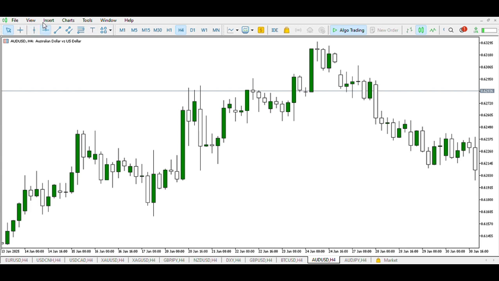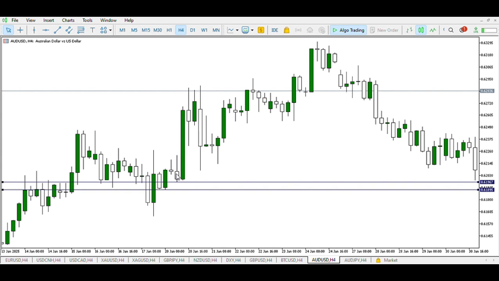our stop loss here, 0.61895, and we want to enter on, let's say, a 10 pip stop loss, then we set it at 0.61995.